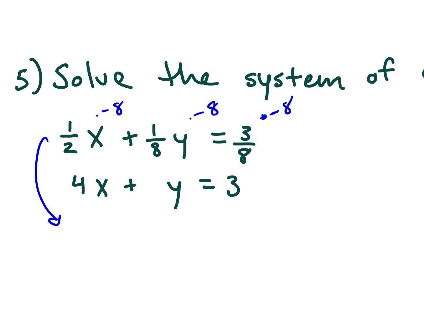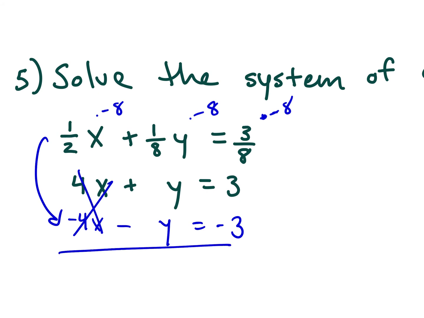So my new top equation, what is 1/2 times negative 8? Negative 4. Negative 4x. And then 1/8 times negative 8 would be negative y. And then that's equal to? Negative 3. So here the x's cancel. What happens to the y's? They cancel. So we get 0 is equal to? 0. So what would my answer here be? Infinitely many.